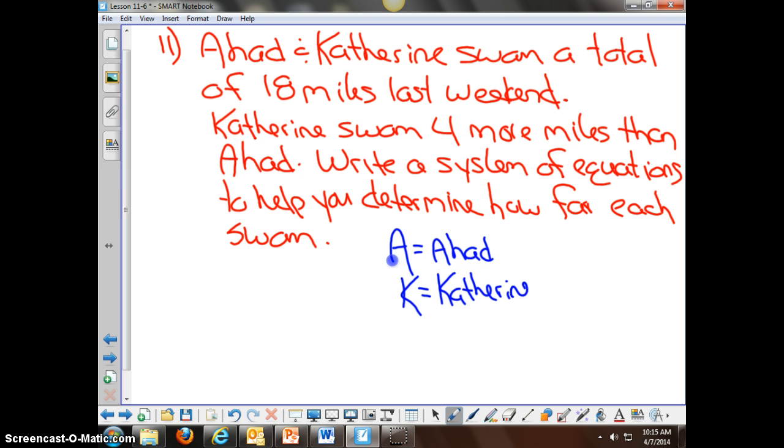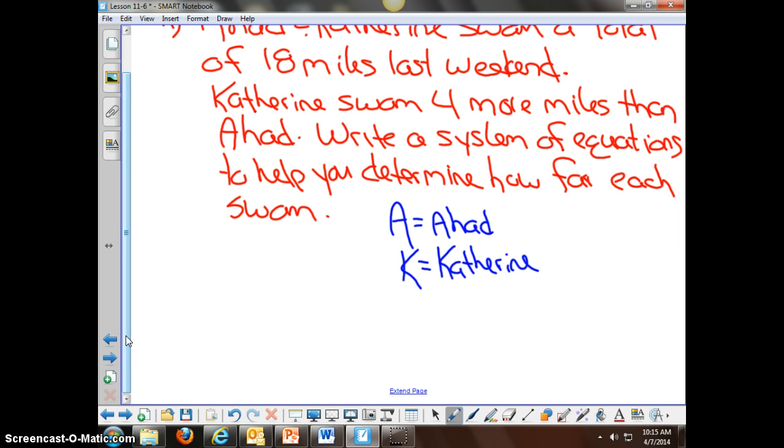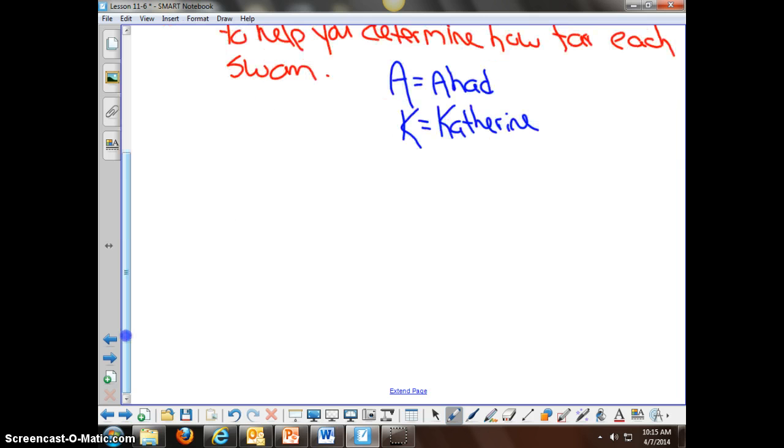So, we know that we have to come up with 2 equations. What would be the 2 equations we're going to need to solve this problem? K equals A plus 4. So Katherine equals however far Ahad swam plus 4 more miles, right? And the second equation is A plus K equals 18. A, Ahad, plus K, Katherine, equals 18.